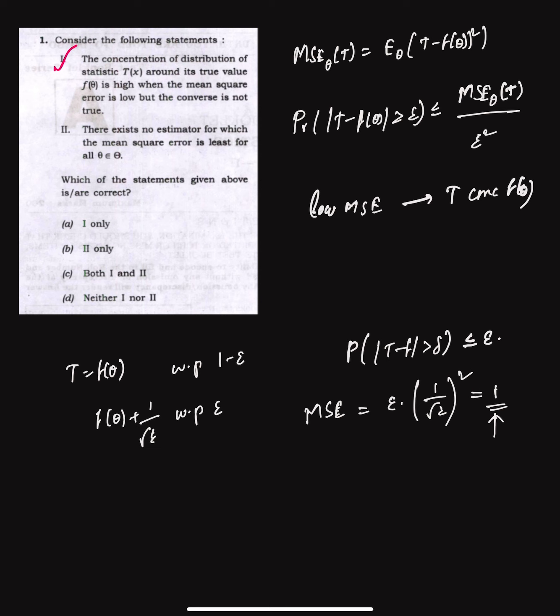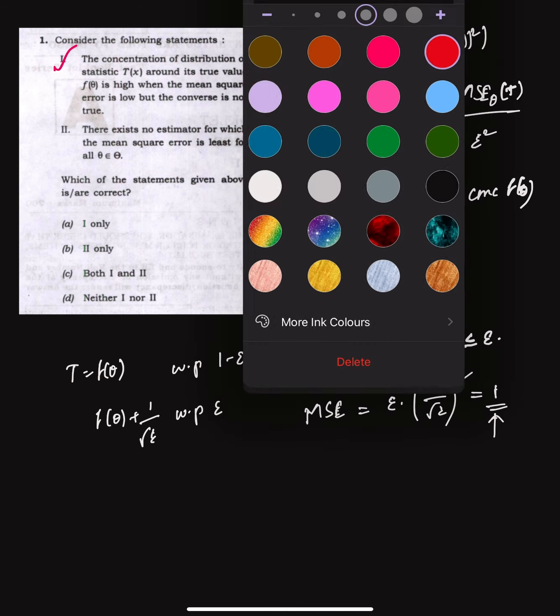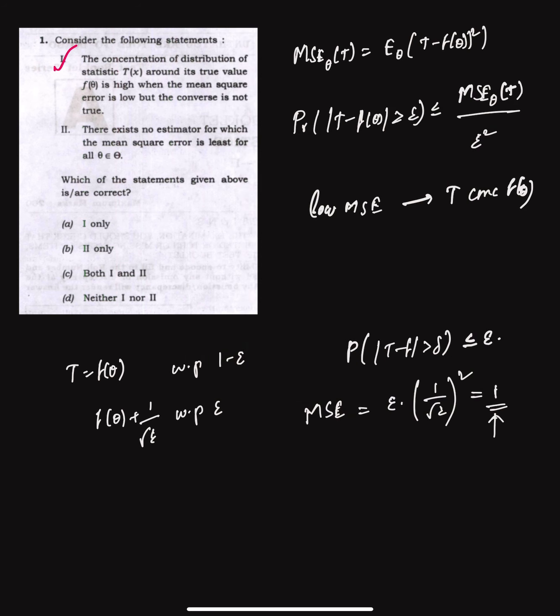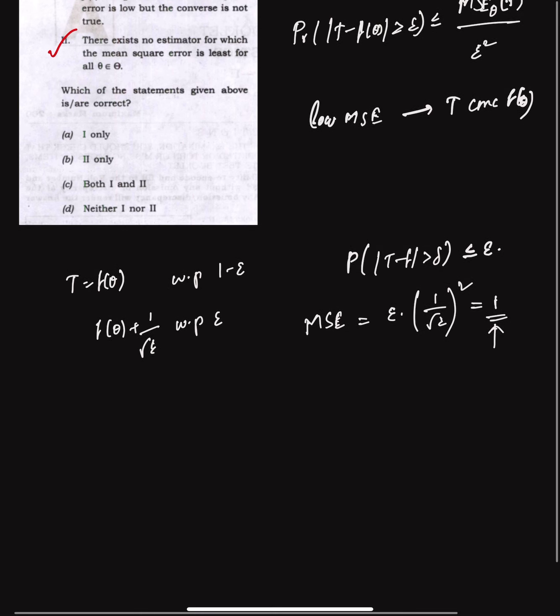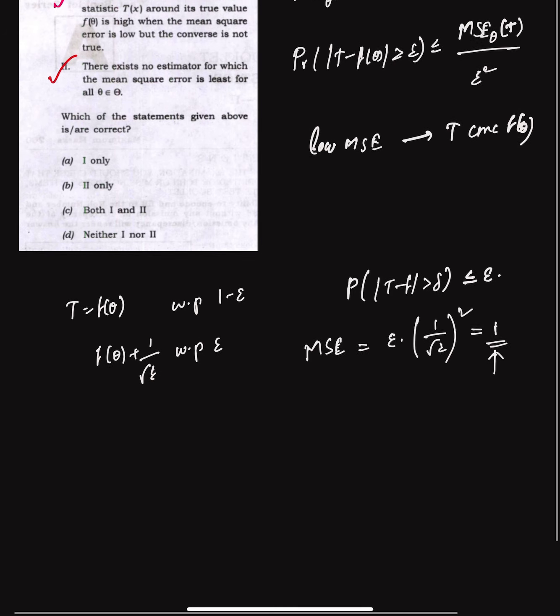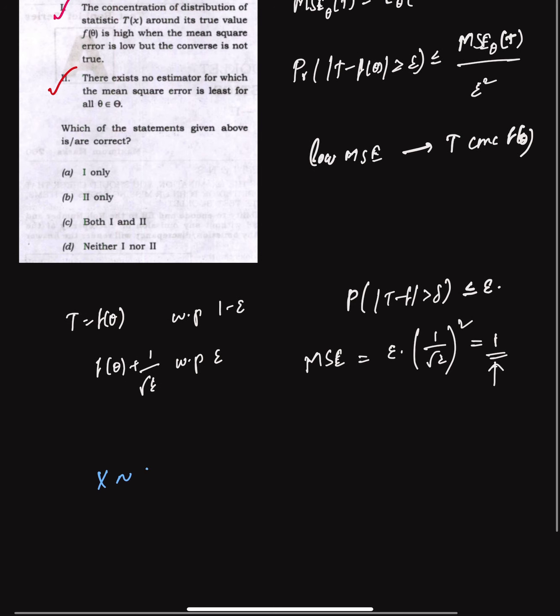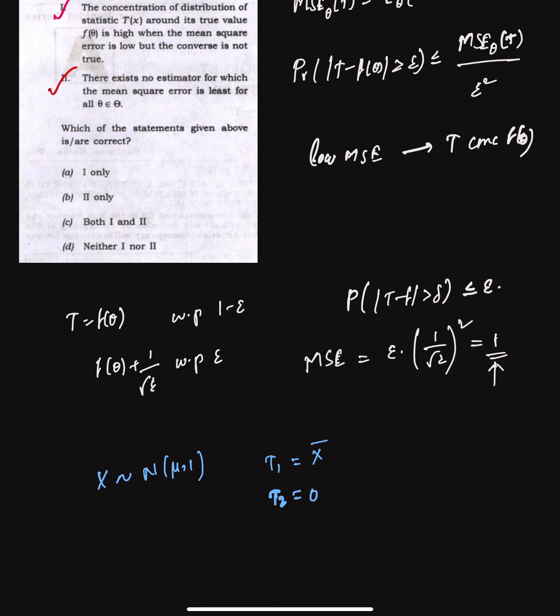Now if we consider the second statement, there exists no estimator for which the mean square error is least for all theta belonging to Theta. So this is also true in general because there is no estimator that has the smallest MSE simultaneously for all theta. A simple example: suppose X follows normal(mu, 1). If we compare two estimators, let's say T1 is X bar and the second estimator T2 is 0.